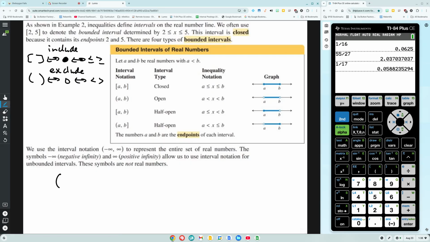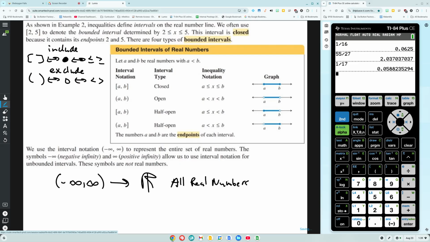So sometimes if I have a situation where I'm talking about every single real number, I go from negative infinity to positive infinity. You'll also see that notated as the capital R, which just represents all real numbers. Those are two synonymous ways of saying the same thing.